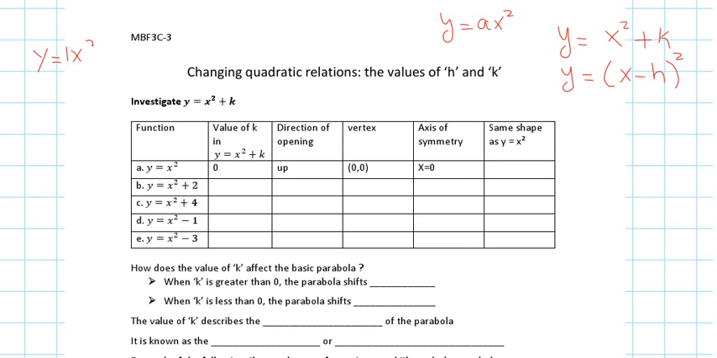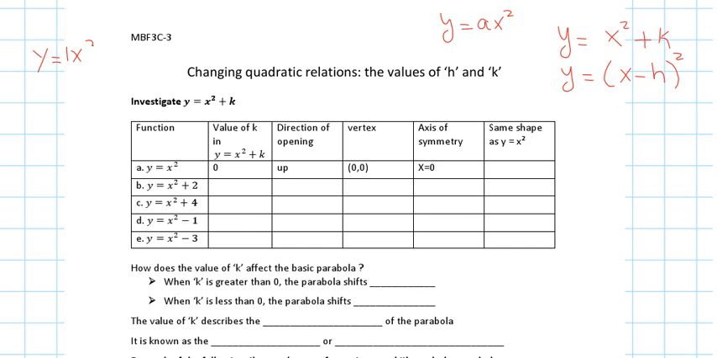Okay, so the first one we're going to look at is the addition of a value to the x squared. What happens if I have y equals x squared plus a value or minus a value? As I did yesterday, we're going to use Desmos to graph things, and then compare what's happening to my graph. What do you guys recall about y equals x squared, which is the parent function?